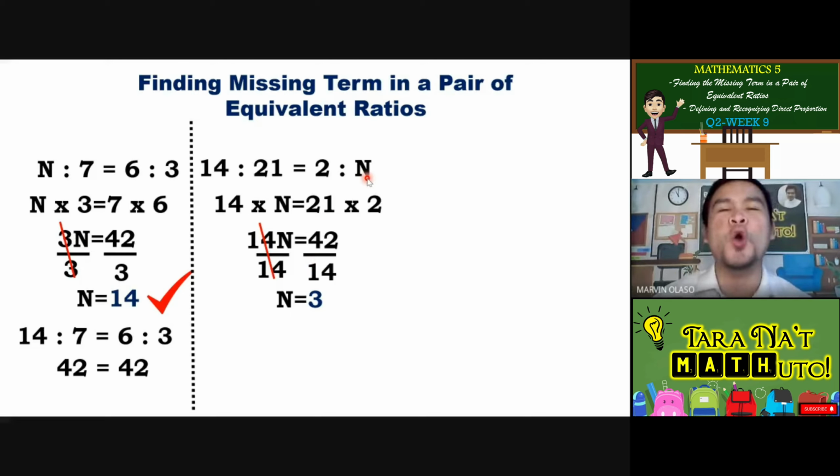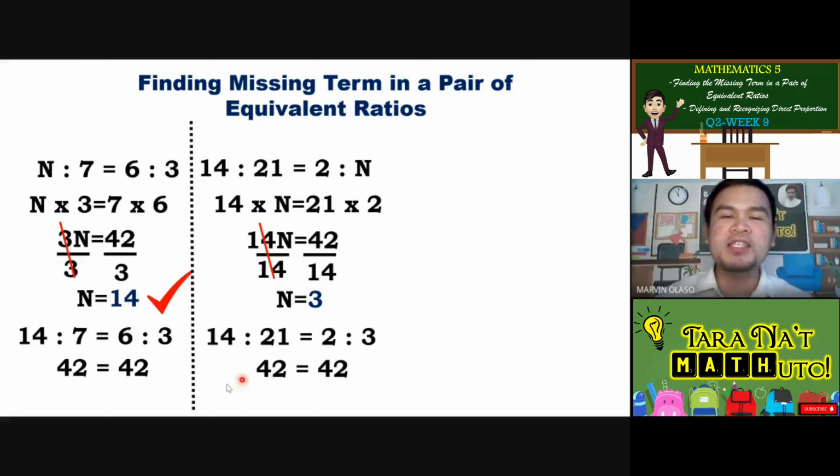Check natin, sir. All right. Let us check. Let us substitute now. 14 is to 21 is equal to 2 is to, ano yung nakuha natin? 3. Check natin kung tama ang 3 by multiplying the means. 21 times 2, 42. Multiplying the extremes, 14 times 3, we have 42. It means they are equal. So, that means the answer 3 is correct. Yes. Okay, let's have the last example.